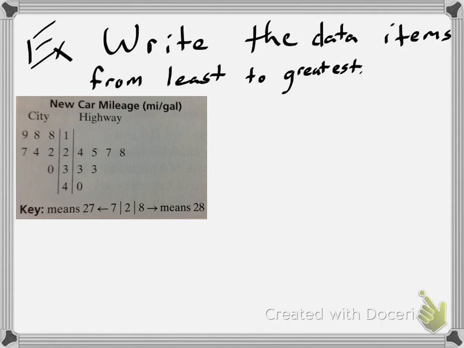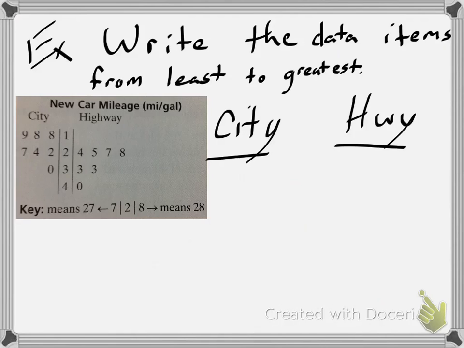Alright, here we want to write all the data items or numbers that are in this stem and leaf plot. Now this is a weird stem and leaf plot. This is called a back-to-back stem and leaf plot. So we have two sets of data. We have a city and we have highway. So here we have city and highway.